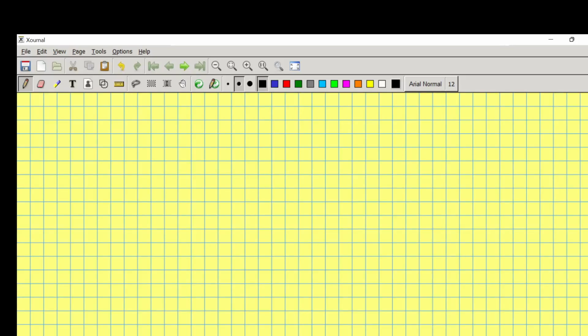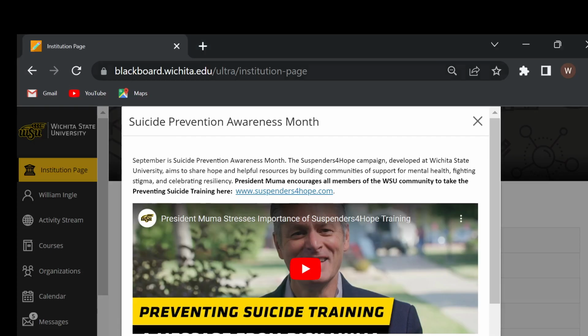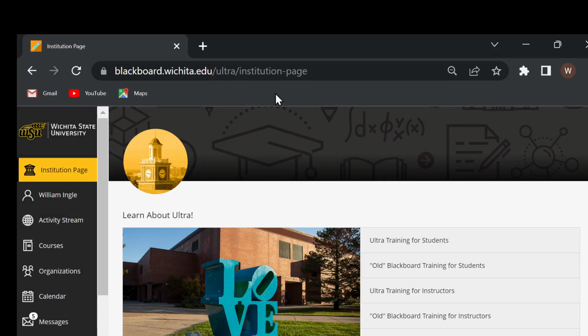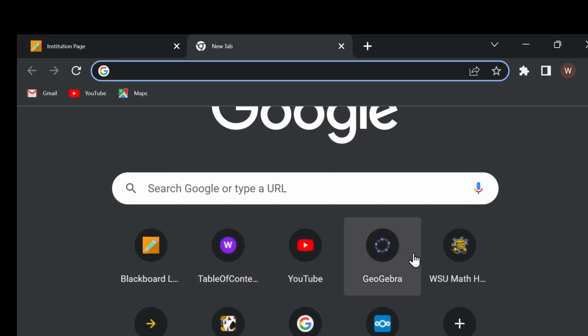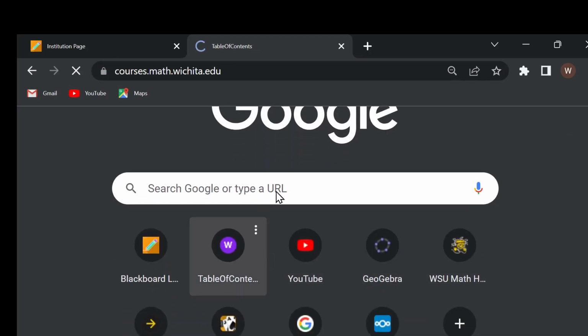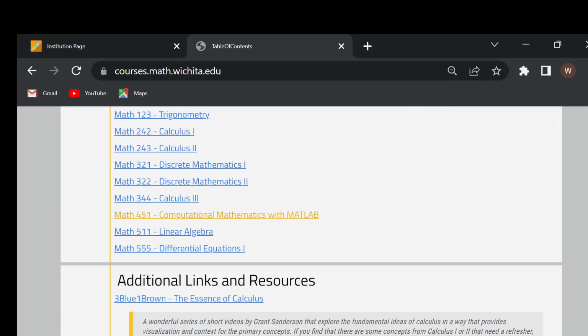All right. John, you can see the screen, and we need to bring up the notes. So, Blackboard has decided that they need to use their space for other things. Okay. Here we go. Table of contents. Here we go.